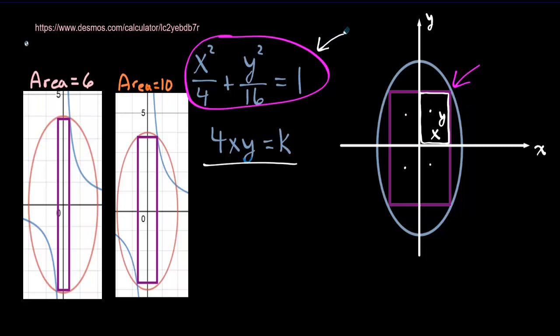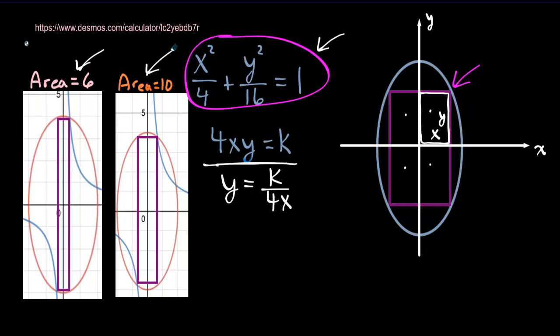Now, of course, this 4xy equals K is a hyperbola. You could write it this way, y equals K over 4x, and then you can clearly see that it's going to behave like a hyperbola. Now, if you graph the ellipse and this hyperbola together, you see what it looks like in these 2 graphs right here.